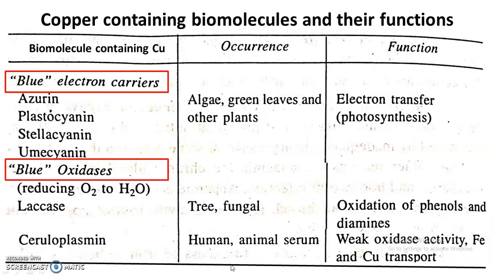It behaves as an oxygen carrier for a number of invertebrates, and it has weak oxidase activity and acts as an iron and copper transporter. So this is about ceruloplasmin. This is the most important biomolecule which contains copper.